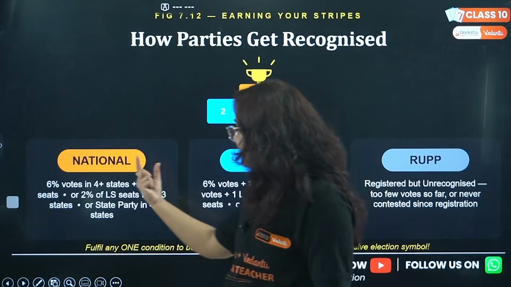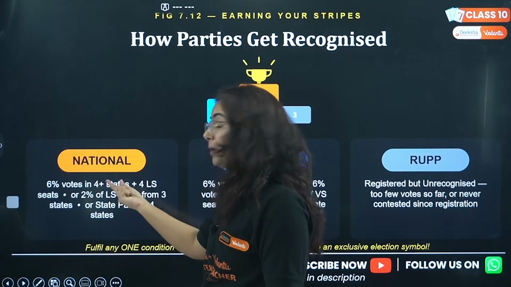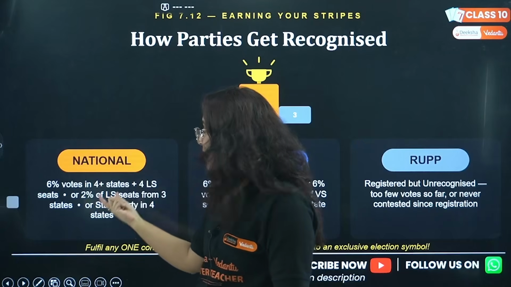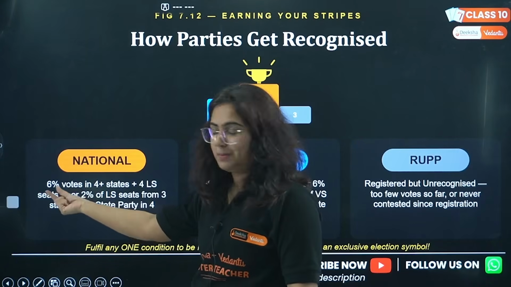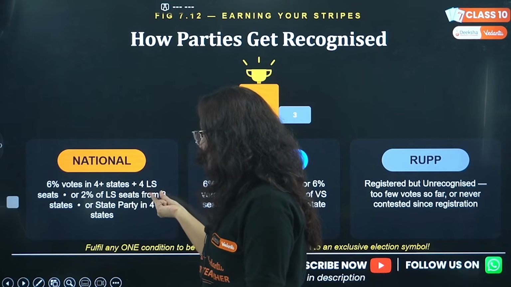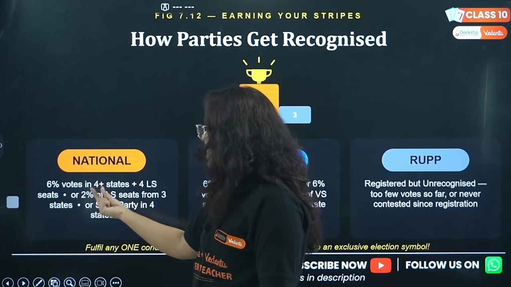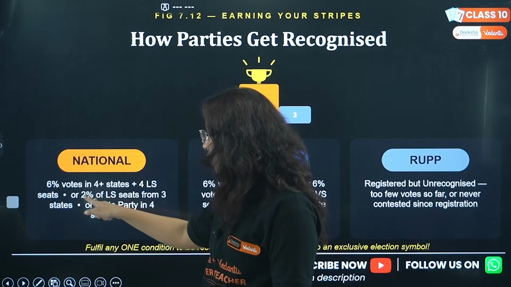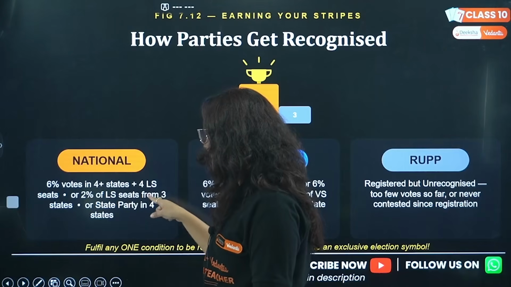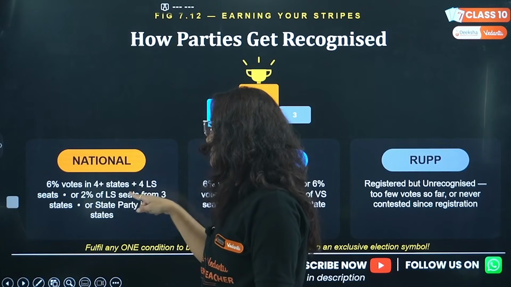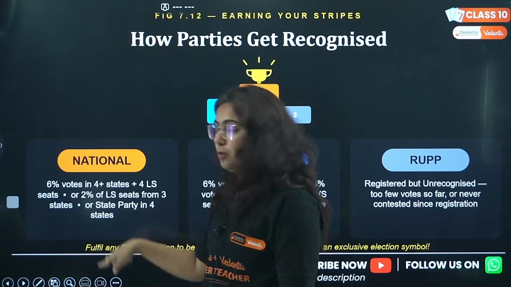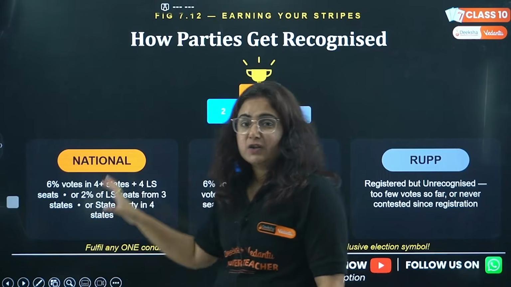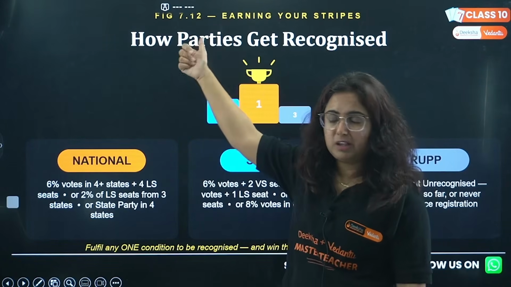So, 6% of votes in 4 plus states, among the 28 states you have to get 6% plus votes, plus 4 seats in Lok Sabha, or 2% of Lok Sabha seats from 3 states, or be a state party in any 4 states. That means in any 4 states the party is recognized. If you fulfill these criteria, you become a national party.